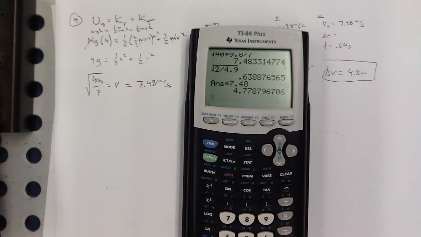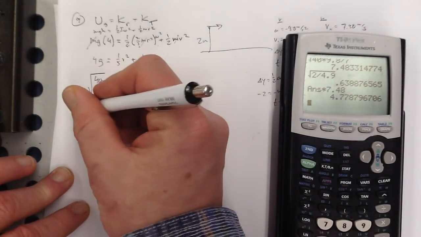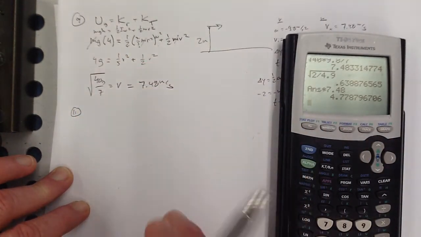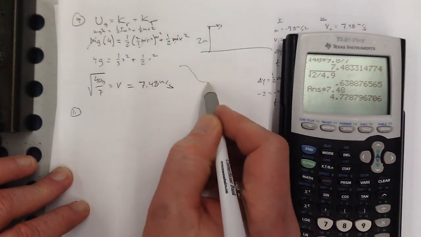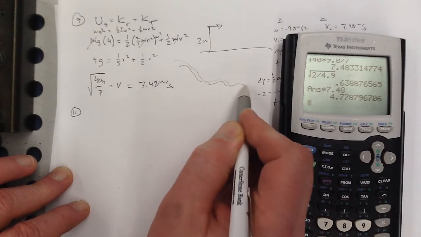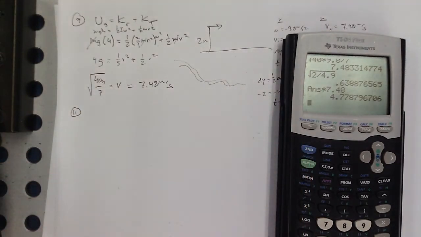Check in the back. This is number 9, right? 4.8 meters. Looks like I'm on a roll. Get it? Because this thing was like rolling on a roll. All right, so number 11.